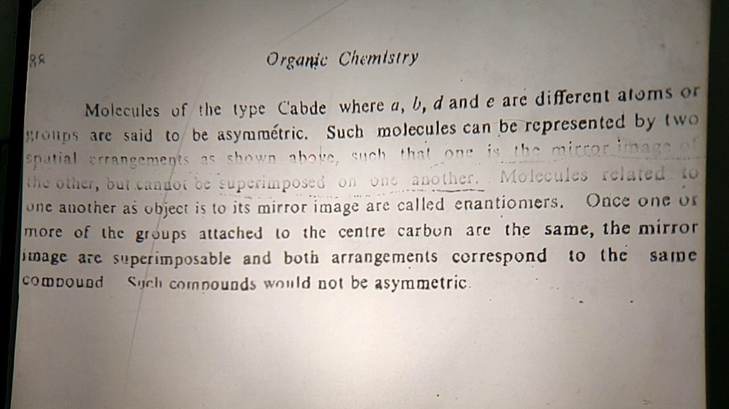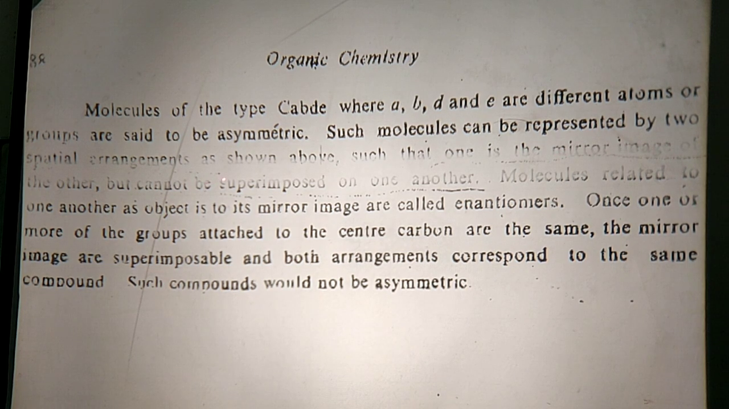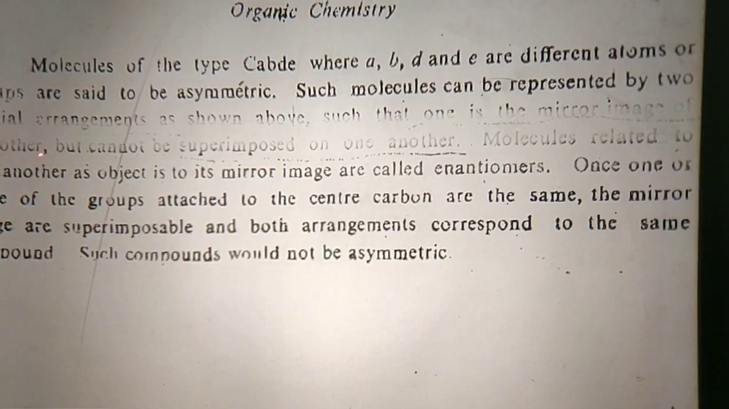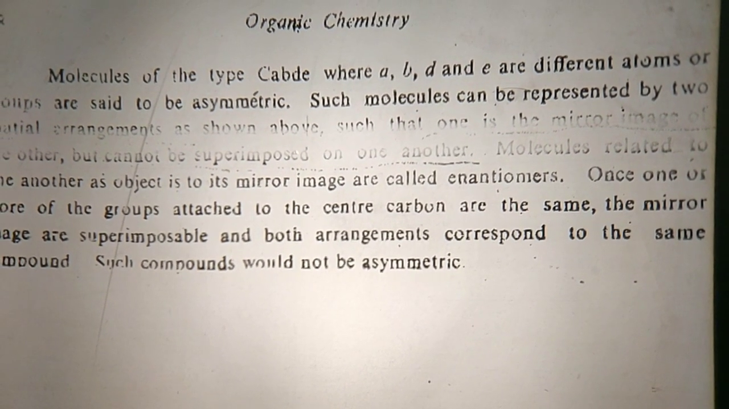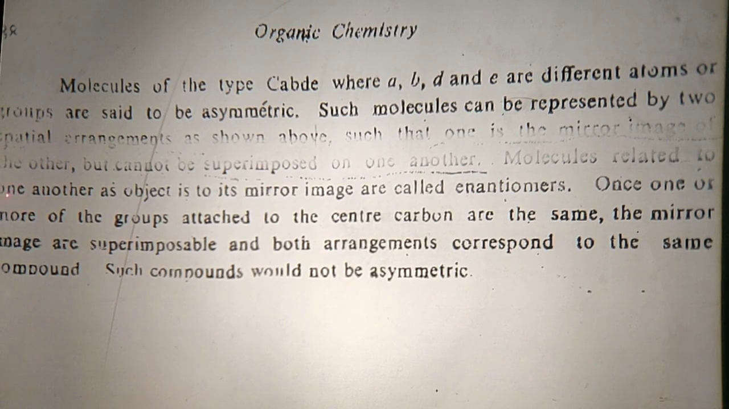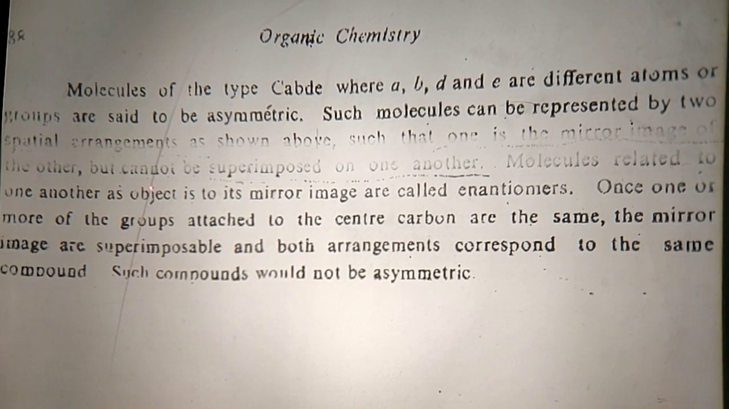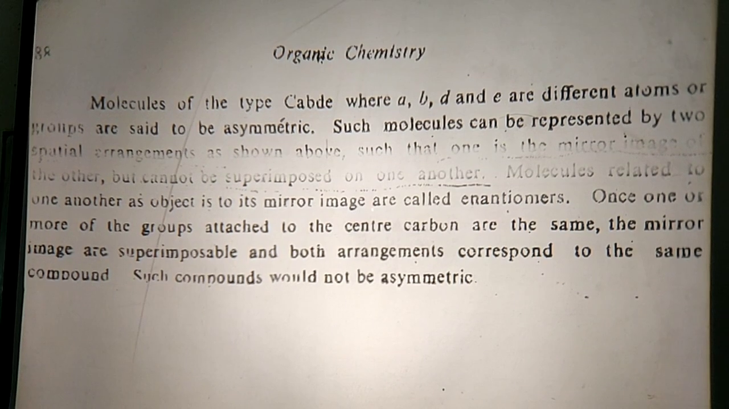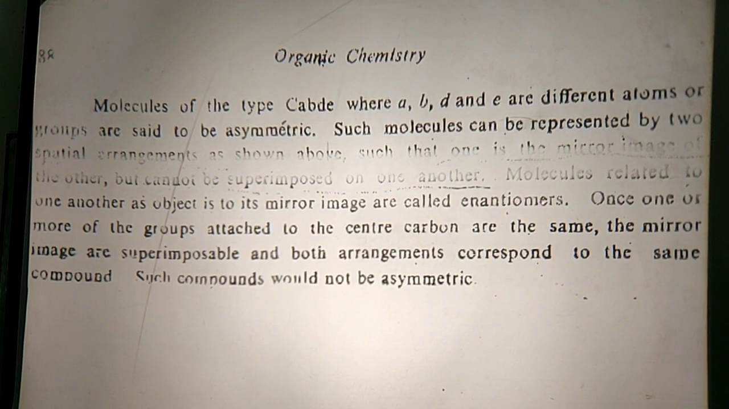I did already explain to you. Such that one is the mirror image of the other, but cannot be superimposed on one another. Molecules related to one another as an object is to its mirror image are called enantiomers.